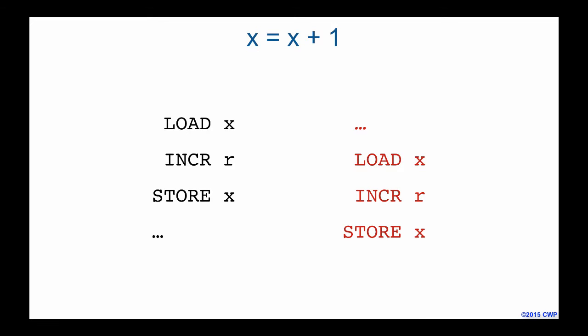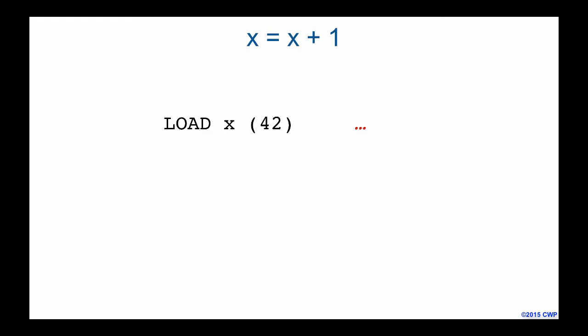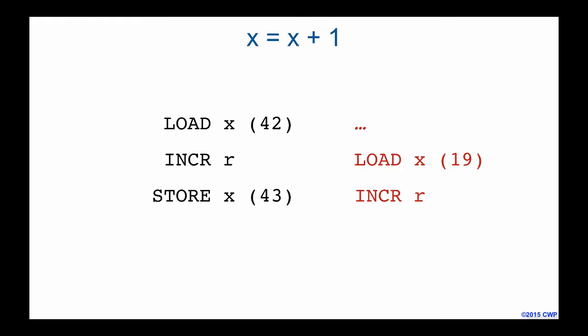Okay, but in this case, the black represents the black core and the red represents the red core, and so this might happen, right? So black core loads 42. While he's incrementing his register, right? Each core has its own registers. The red core is loading a different number. Right? Eventually, the black core will store its result back into memory, and you get the idea, right?